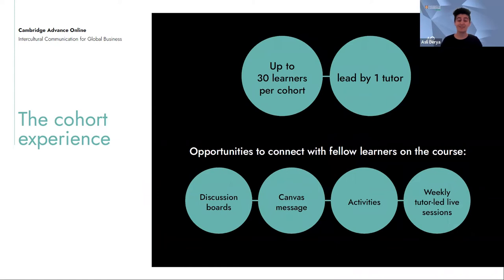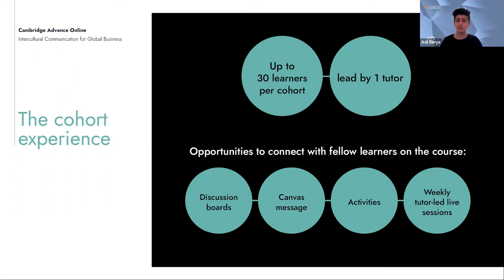This leads us into the connected cohort experience. There are up to 30 learners per cohort. Each cohort is led by one tutor. We wanted to keep the cohort sizes relatively small so you can have meaningful conversations with the academics and your peers as well. You have multiple opportunities to connect, such as discussion boards, as I mentioned early on, which will allow you to share and interact with tutors and the fellow learners. Each week, there will be a few topics where you can share ideas with your peers. For example, in this course, we discuss different cultural dimensions and how to work with people with different styles and so on. So you really have the opportunity to glean into other people's experiences in this area.